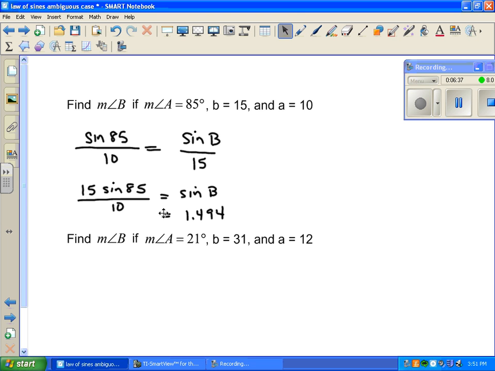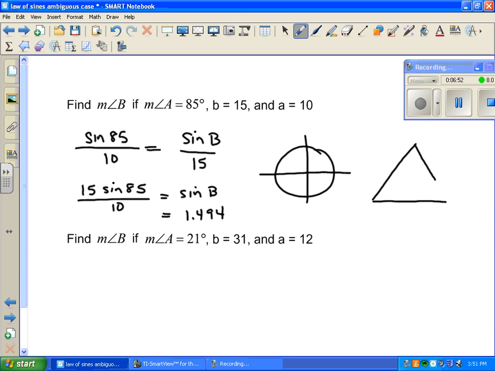Is it possible for sine to be greater than 1? Nope. It is not possible for sine to be greater than 1. So here's an example where we've got a triangle where one of the side lengths is dangling and it doesn't reach the other side. We have a fixed 85 degrees. We have two side lengths and they just don't match up. So this is a case that is not possible. There is no possible triangle that can be created with these three dimensions.